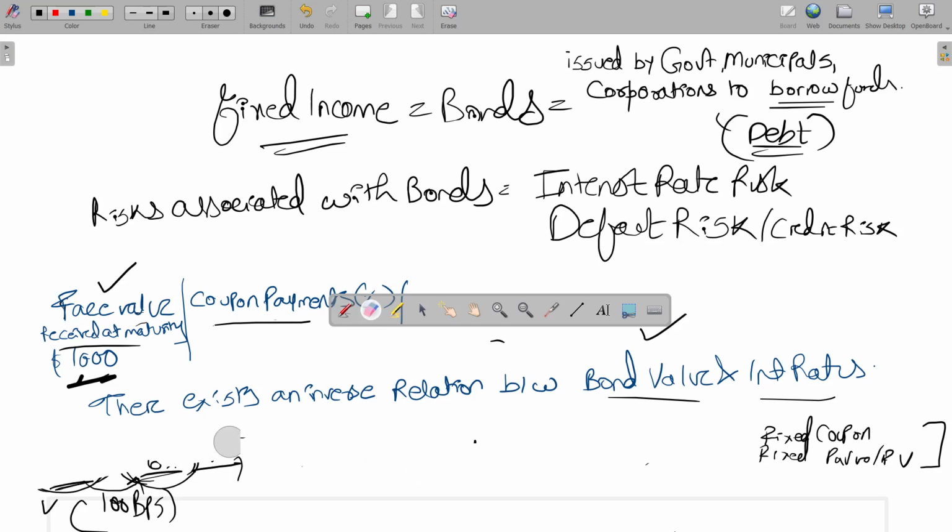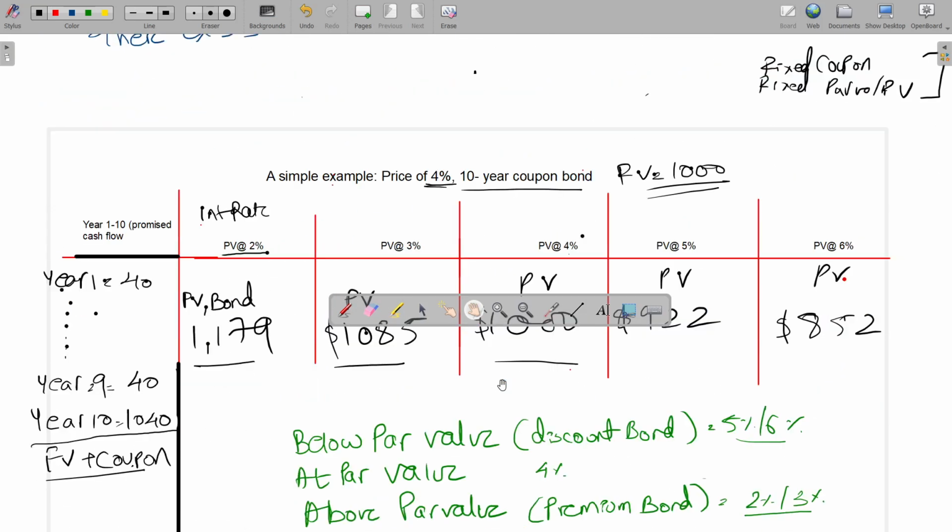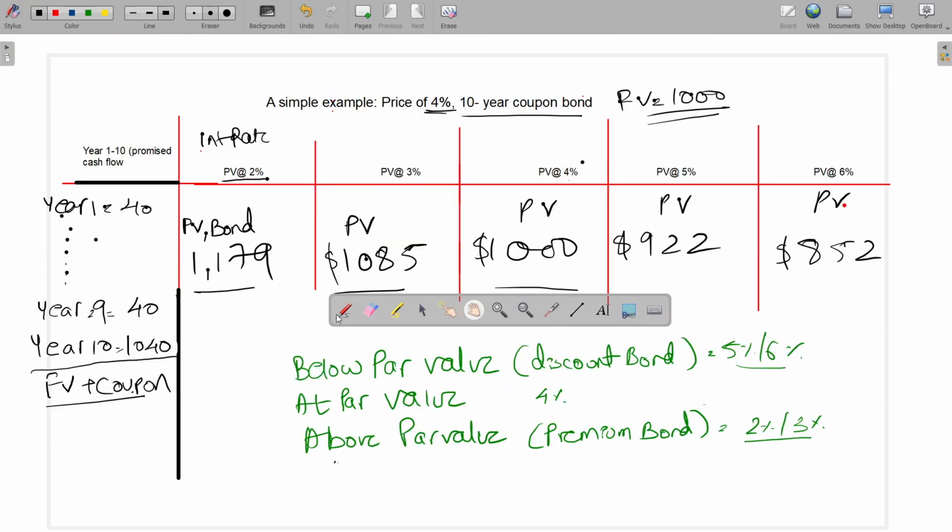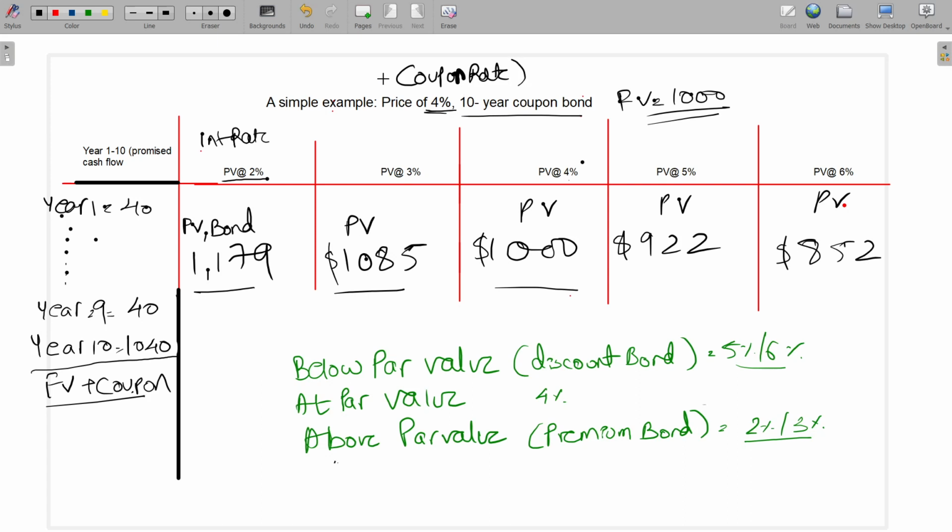So to help you understand in more depth, let's take another example, and we will discuss above par, below par, and what is a discount or premium bond. For the sake of simplicity, I have taken a simple example where my coupon rate is 4%, on a 10-year coupon bond which has, let's just say, a face value of 1000 rupees.